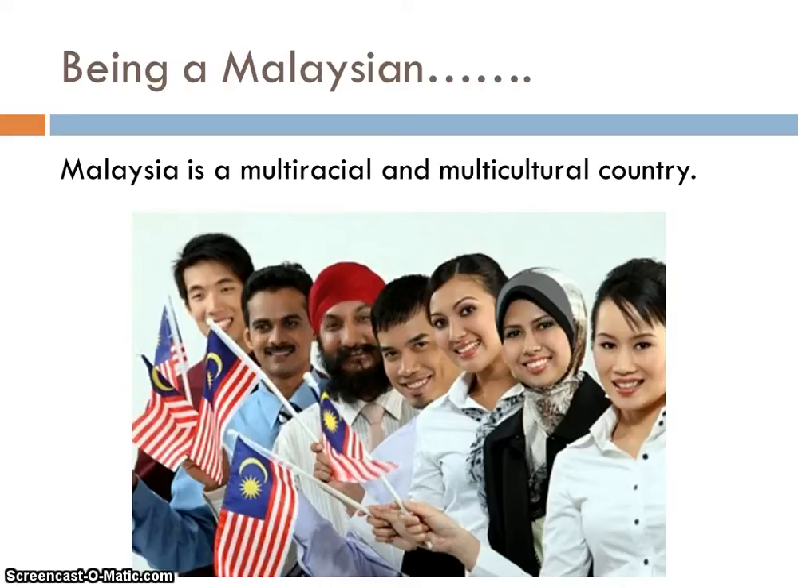Now, when we talk about being a Malaysian, Malaysia is a multiracial and multicultural country, and on top of that, we are also a multilingual country, which means we consist of many races, such as the Malays, the Chinese, the Indians, the Sabahans, the Sarawakians, and so on and so forth. Being in a country where we have many races, we have to know one thing: when we go out to work, we will be facing a lot of people with different racial backgrounds. So we'll be having colleagues who are Malays, Chinese, Indians, and so on.